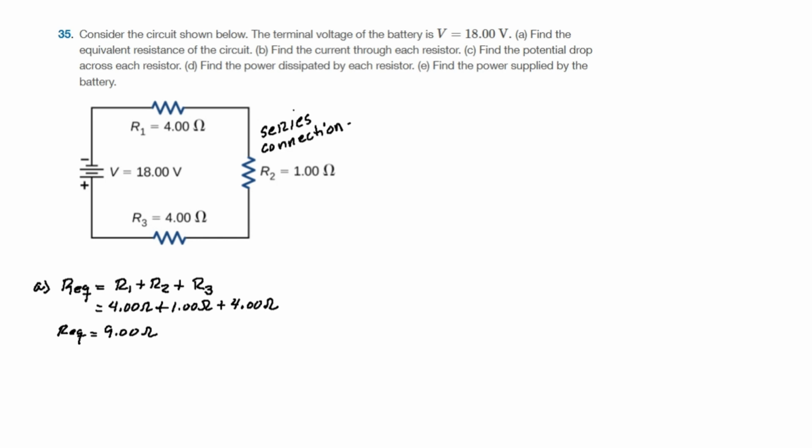What do they ask you to do next? They say find the current through each resistor. The current through each resistor is the same, because here we have just one current that flows through the circuit, because there is only one loop. So you have a current I leaving the battery, passing through this resistor, passing through this other resistor, passing through this other resistor, and coming back to the battery. And it's always the same current, because there is only one loop.